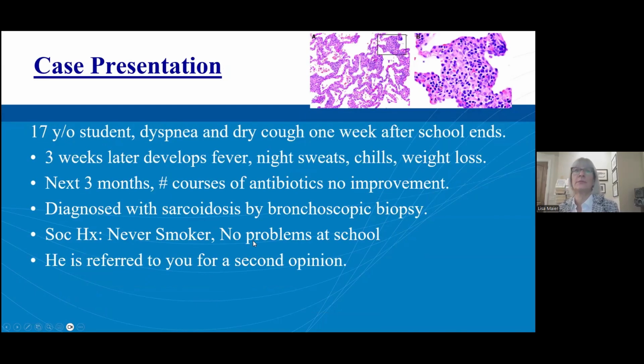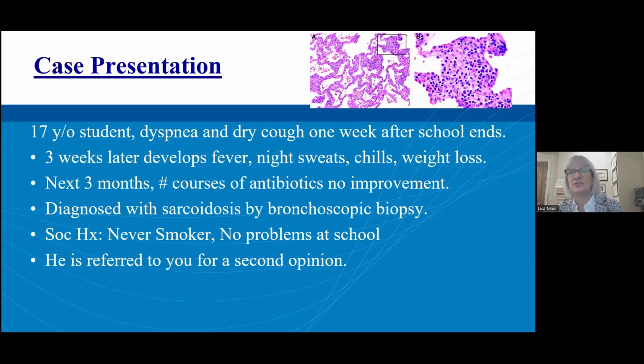So I'm going to switch gears a little bit and present a real live case here. A 17-year-old kid came to me with dyspnea and dry cough, which developed one week after his school had ended. He had been diagnosed with sarcoidosis and came for treatment. He had developed fever, night sweats, chills, and weight loss. We do see this on occasion with sarcoidosis, but it's not as common. We also see it with beryllium disease.